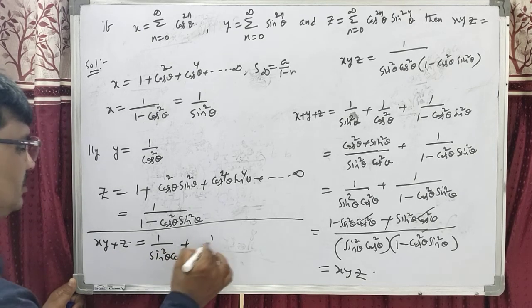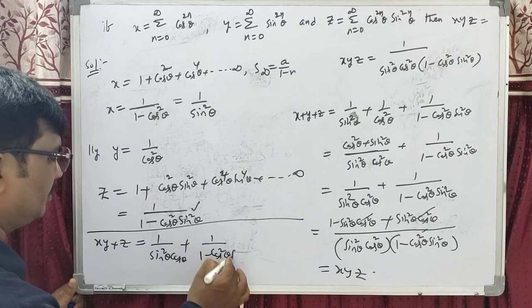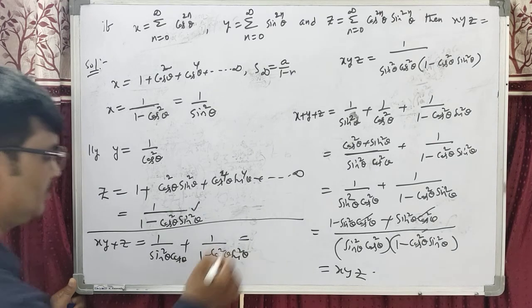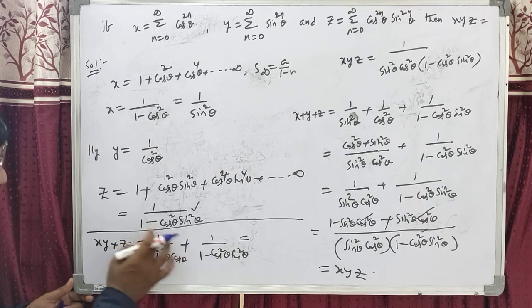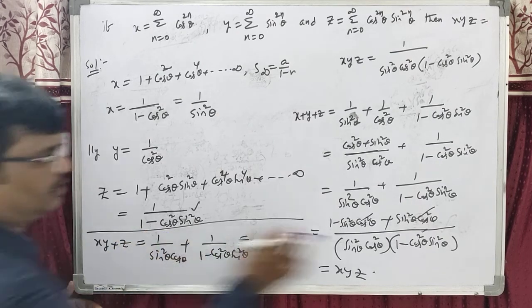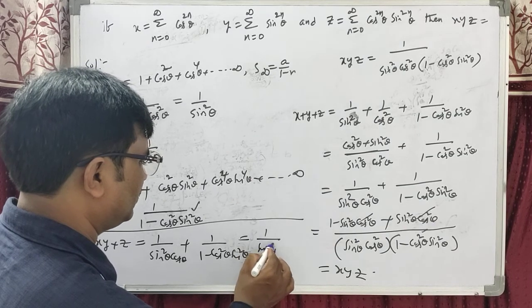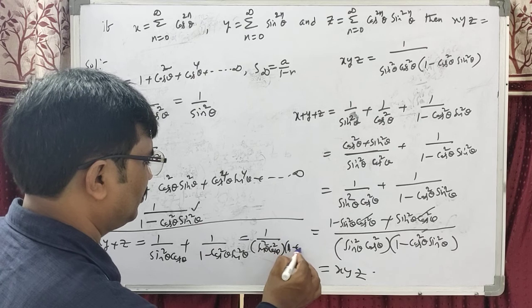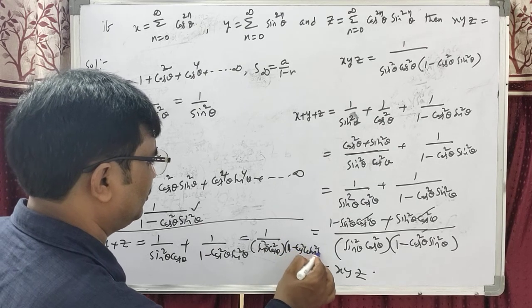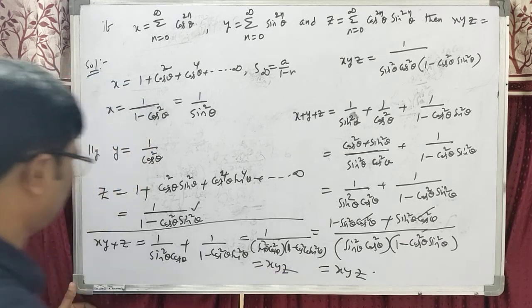After what is the z, students? Just now we found 1 minus cos square theta is sine square theta. Then we can take the LCM of these two, cross multiplication with this one. Again these two are cancelled. 1 minus sine square theta cos square theta into 1 minus cos square theta into sine square theta. Dear students, this is also xyz.